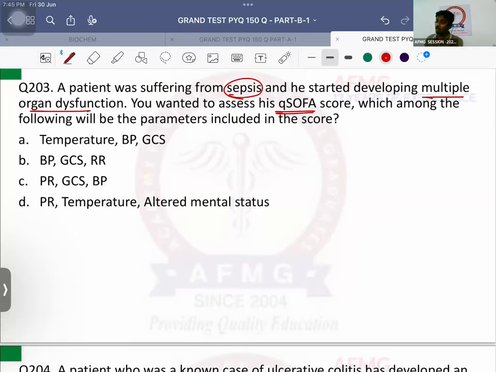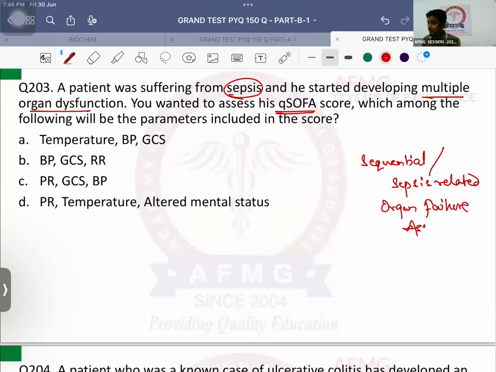SOFA is what? Full form was asked. Sequential or sepsis related organ failure assessment score. It will tell you about the organ failure. Please remember that. Okay. So the score is known as SOFA score. But SOFA score had multiple parameters. Therefore, we came with a Q SOFA score. The small Q stands for quick SOFA score.